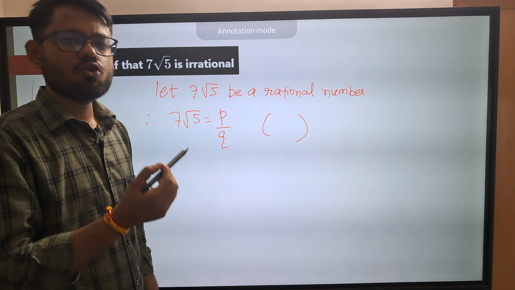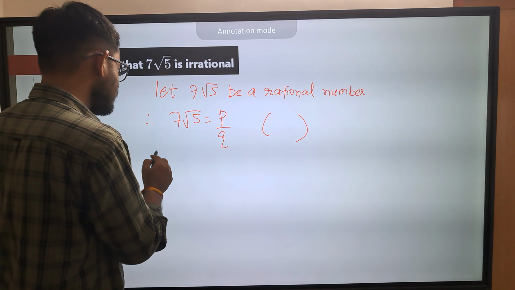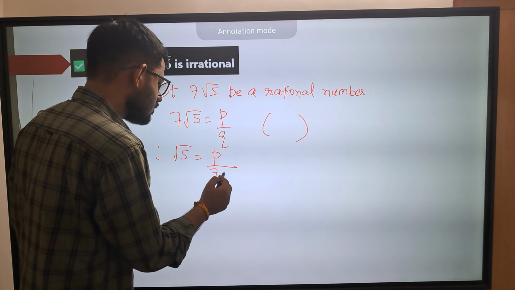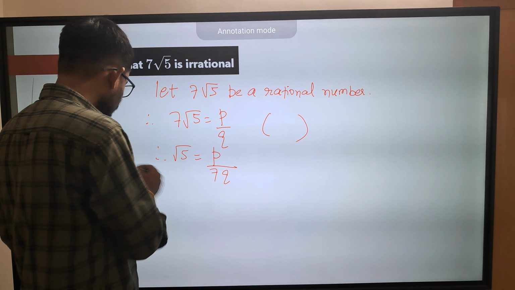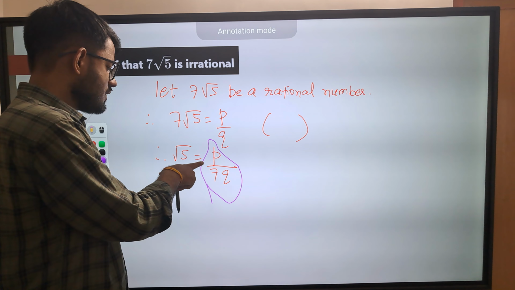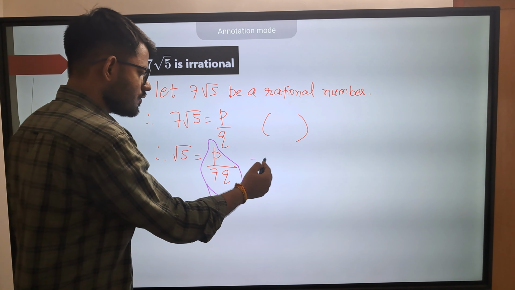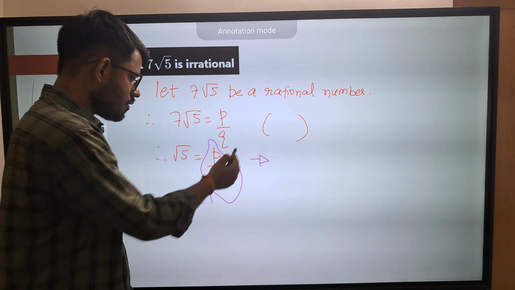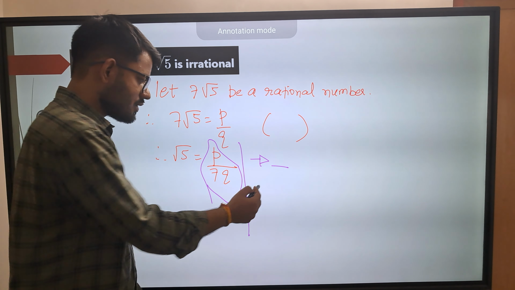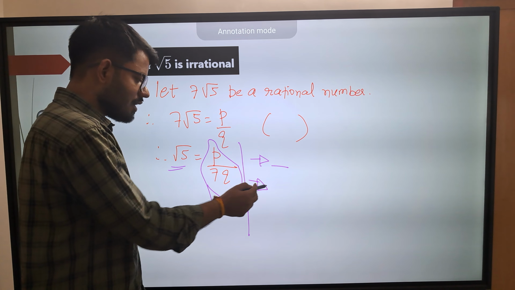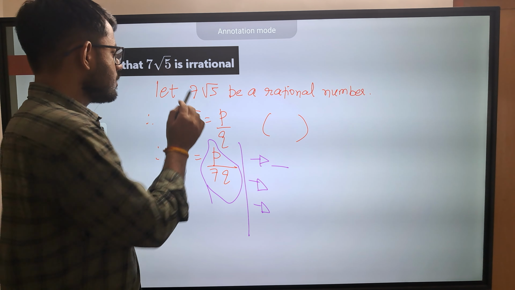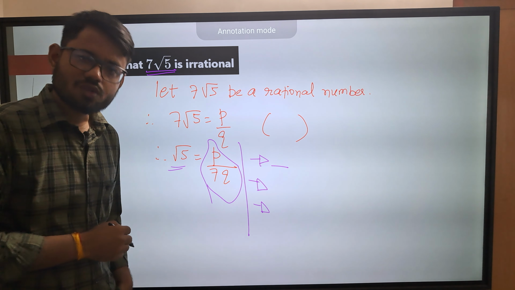What we need to do? Keep root term in the LHS and remaining all terms in the RHS. So it will become, 7 is in the multiplication, so in the RHS it will come in the division. Now again we need to write what? Why is this number rational? P by 7q is rational since p, q and 7 are integers. This will be the first statement here. P by 7q is rational since p, q and 7 are integers, but root 5 is an irrational number. So this is a contradiction, hence our assumption is wrong. Therefore 7 root 5 is an irrational number.